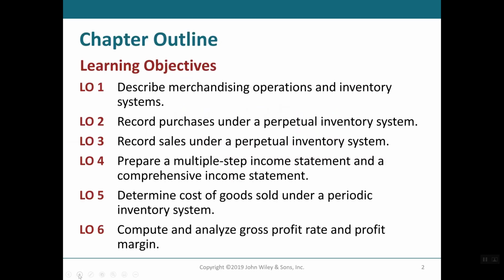So, in this chapter, we have 5 learning objectives. Six, sorry. We're going to be describing merchandising operations and inventory system. We're going to be recording purchases under a perpetual inventory system. We're going to record sales under a perpetual inventory system. We're going to prepare a multiple step income statement and a comprehensive income statement. We're going to determine cost of goods sold under a periodic inventory system. And lastly, we're going to compute and analyze gross profit rate and the profit margin. We may also do a seventh one, which is recording purchases and sales under a periodic inventory system.